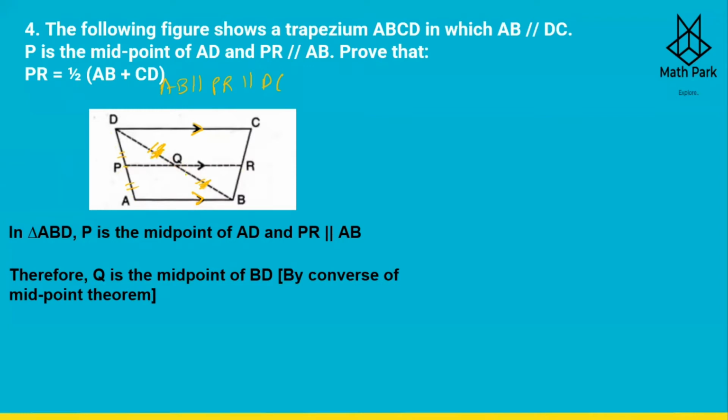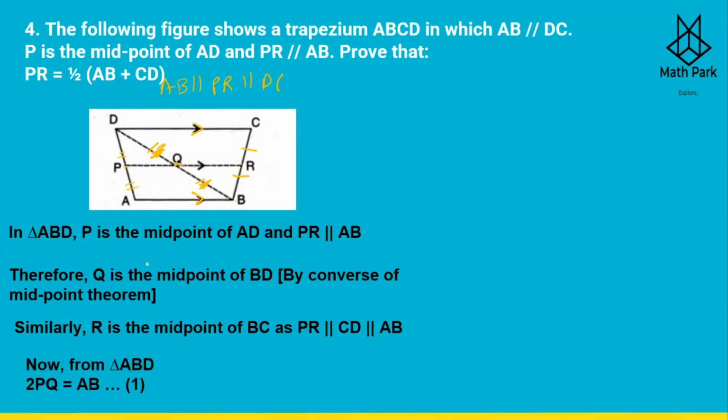So now, if Q is the midpoint, in triangle BCD we again use the midpoint theorem. You know that Q is the midpoint of DB and you know that QR is also parallel to DC. This QR is a part of PR, so PR is parallel to DC. That is how a line drawn through the midpoint of one side parallel to another side bisects the third. This is how you get R is the midpoint of BC. So we proved that R is the midpoint of BC.